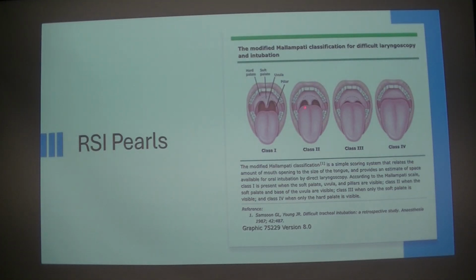Mallampati 2, you're starting to see the uvula disappear. You no longer see the pillars. Class 3, you almost completely lose the uvula, and you've got very little of the arches left. And then class 4, you don't see the uvula at all, and the arches are completely gone.